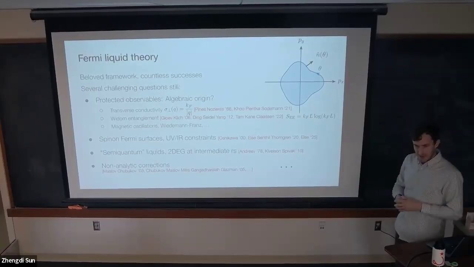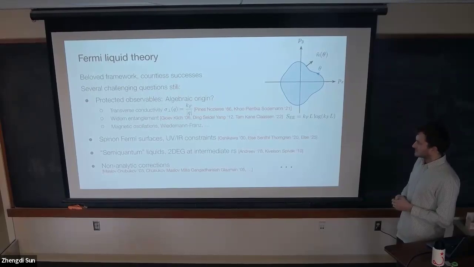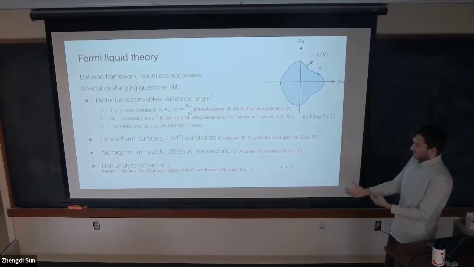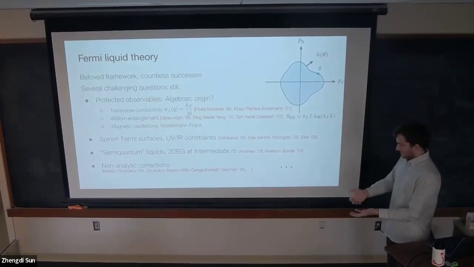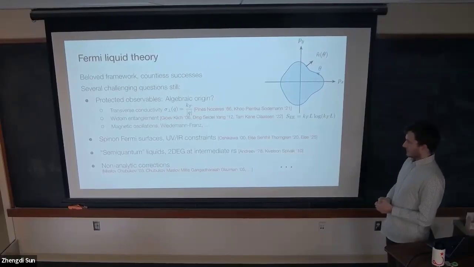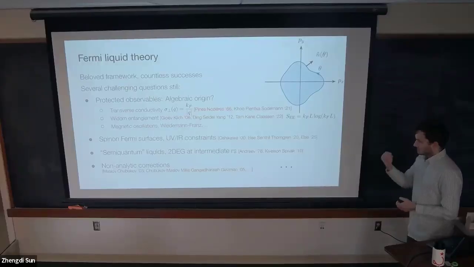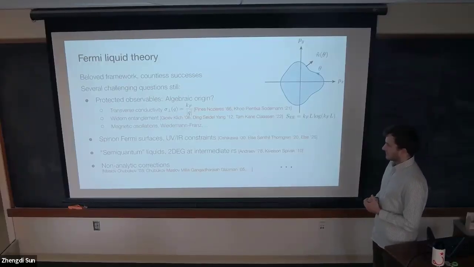But it suggests that there might be some kind of algebraic or symmetry reason for all of this. There's also situations where Fermi surfaces emerge where maybe the fermions are not the microscopic degrees of freedom you had, and understanding how UV-IR type constraints in this context play out would be very interesting. And maybe this last point, a more precision physics type point.